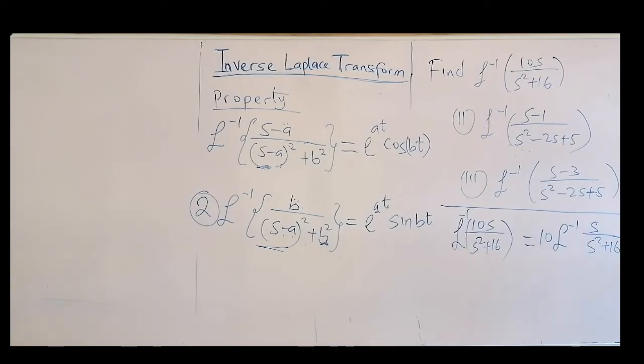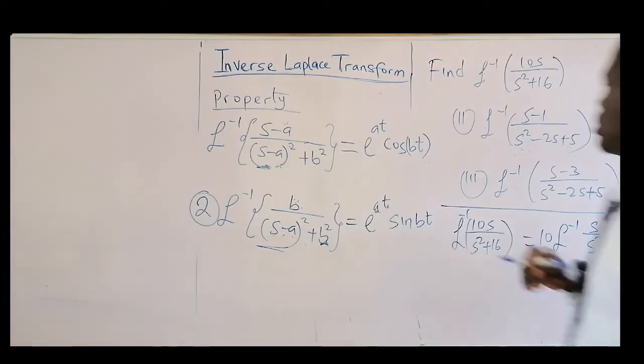If you look at this now, in this case, this is basically 10 cos 4t. Cos 4t. This 16 is what you have, it must be b squared. So that will be cos 4t. That one is very straightforward.